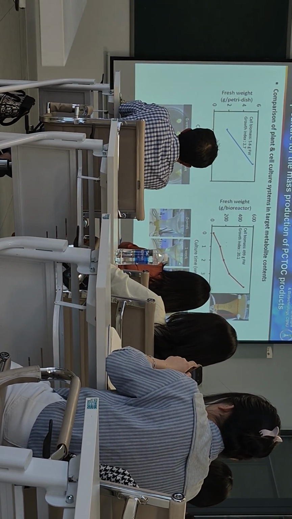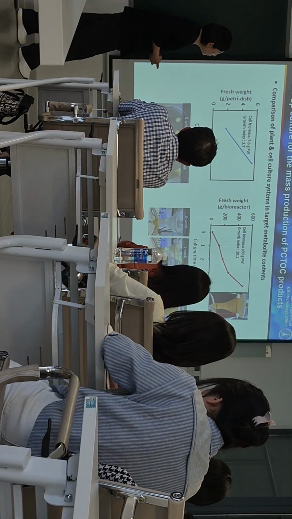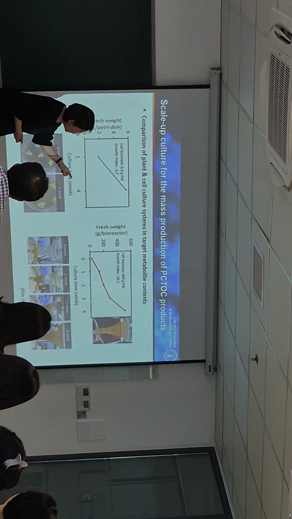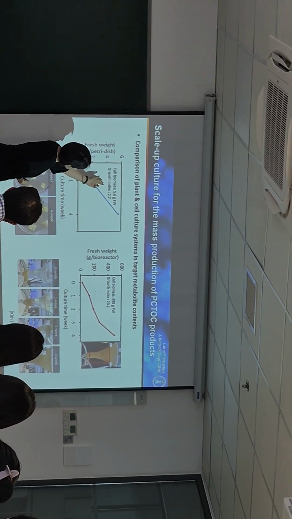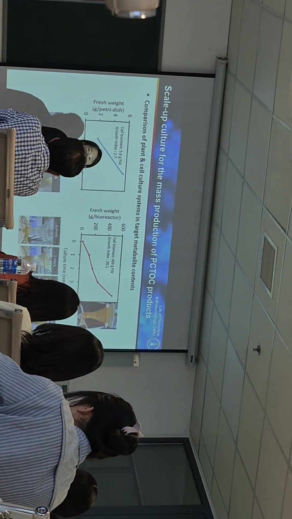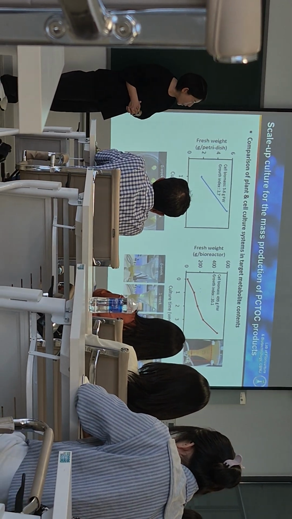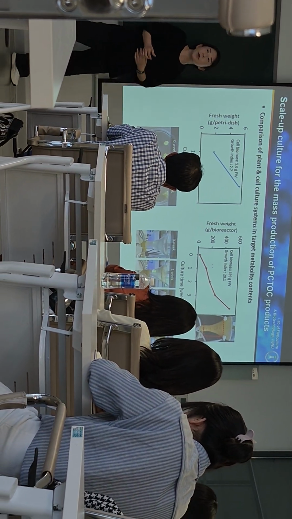This one is the petri dish one. In the case of the petri dish compared to the bioreactor, you see here the growth index is 2.7, but this one is 20. So we could obtain a 10 times increase in biomass from the bioreactor.